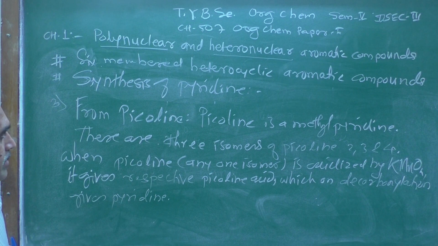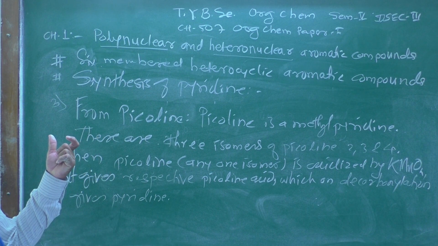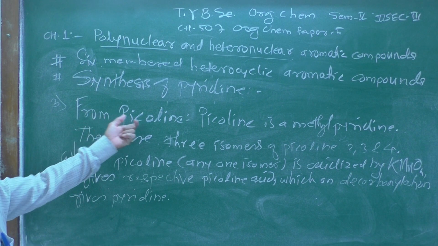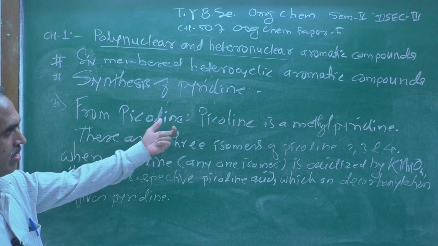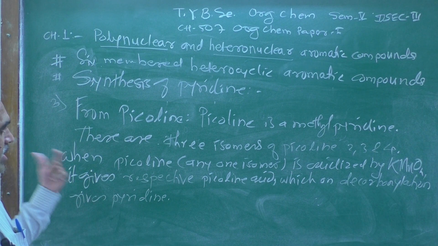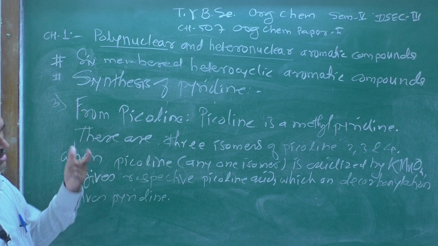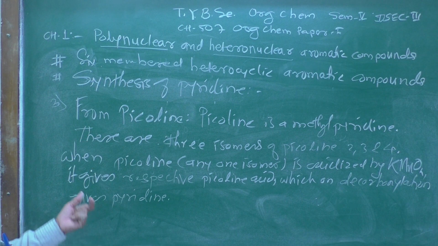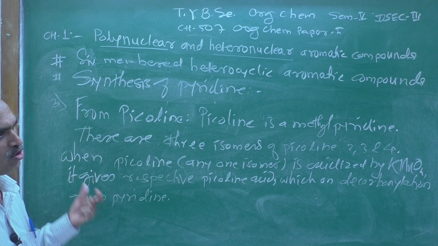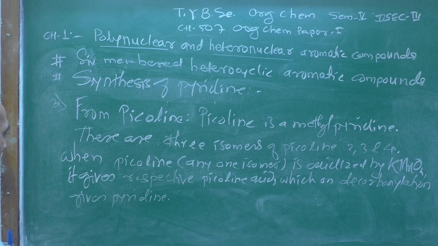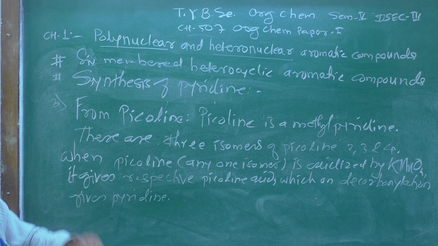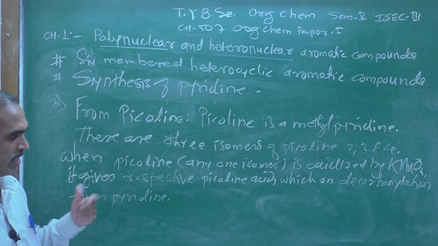Look once again, we are synthesizing pyridine from picoline. Picoline is the starting material. Picoline is a methyl pyridine. There are 3 isomers of picoline, 2, 3 and 4. When any one isomer of picoline is oxidized by potassium permanganate, it gives the respective picolinic acid which on decarboxylation gives pyridine.